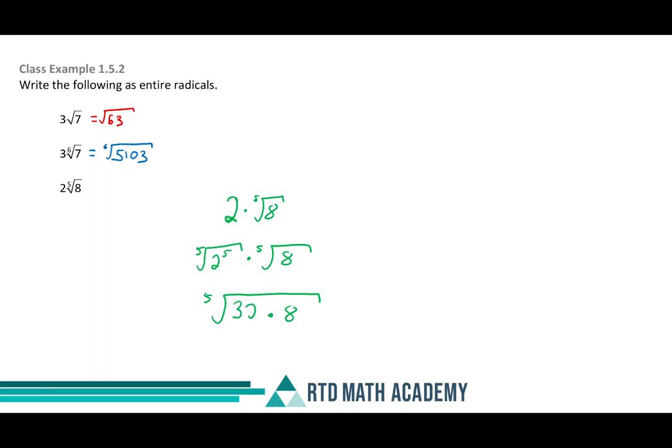So when I combine these two together, I get the fifth root of 32, which is 2 to the power of 5, multiplied by 8. And when I multiply those two together, I get the fifth root of 256. So 2 multiplied by the fifth root of 8 is equal to the fifth root of 256.